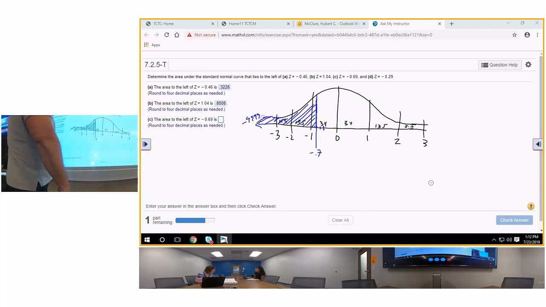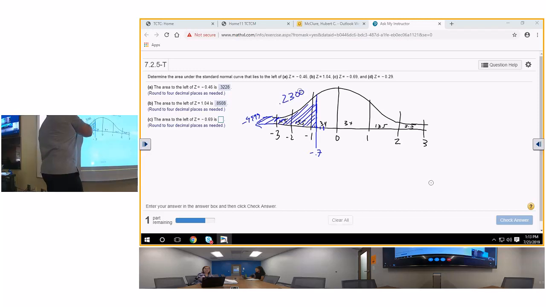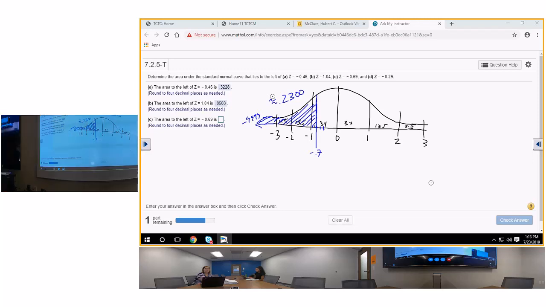So I'm going to say, let's see, 34 divided by 10 is 3.4. So 3.5 and 3.5 is 7. So that's going to be 7%, and 16% is 23%. So I'm going to say 0.2300 about. Somebody give me 4 decimal places. 0.2451. Yep.